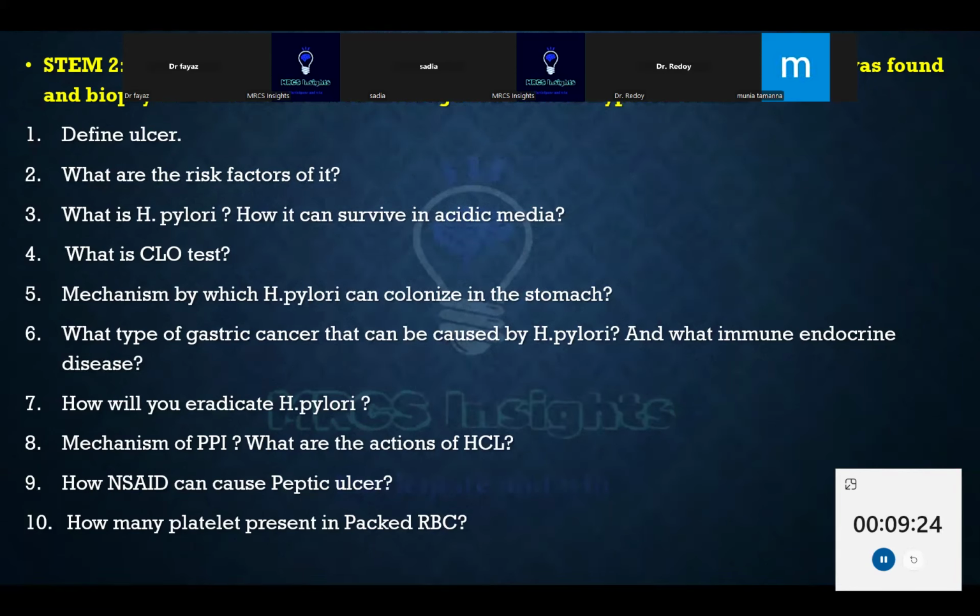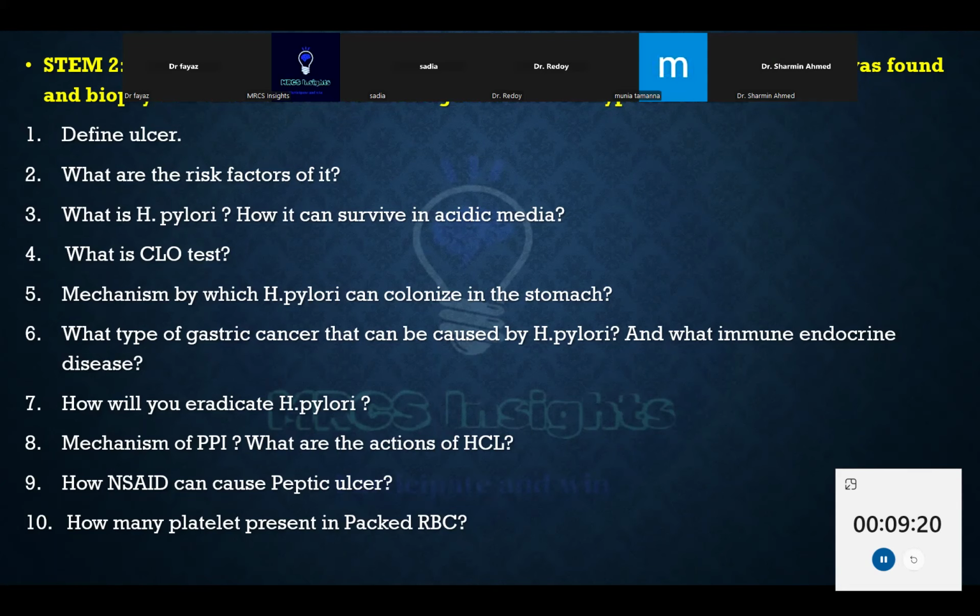Yeah, we'll start. So would you please define what is ulcer? Ulcer is a discontinuation of the skin or epithelium or mucous membrane due to sloughing of necrotic tissue. Often it will be associated with pus formation. Okay. Often pus formation, are you sure? Okay. Not often pus formation. So would you tell me what are the risk factors of it?